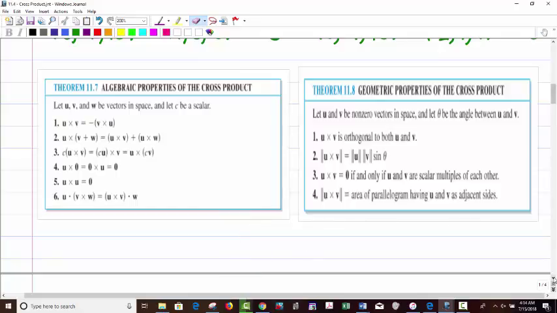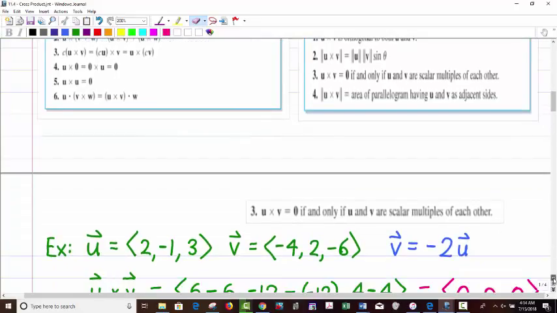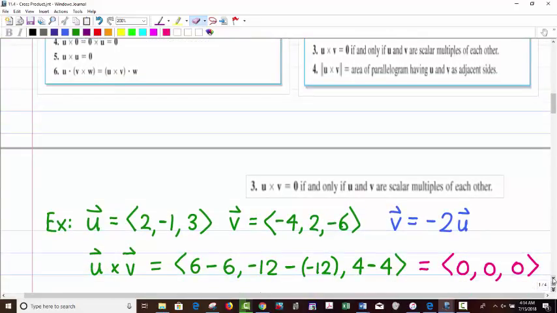So parallel vectors would have a cross product of the 0 vector. 0 vector, very important. That's not the same as saying two orthogonal vectors have a dot product of the number 0.